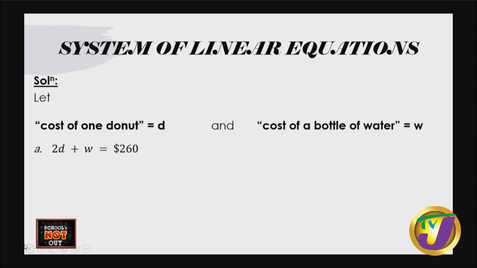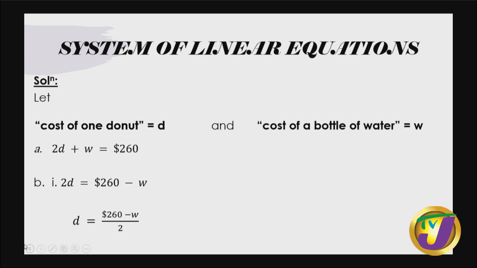Next, we're asked to solve this equation to determine the cost of a bottle of water or the cost of 1 donut. So let's see if we can do that now. First, we're going to transpose. In this case, I'm going to try to see if I can find the cost of 1 donut. So I transpose my W to get 2D is equal to 260 minus W. Then I divide both sides through by 2 to get D is equal to 260 minus W all over 2. I am not able to find the cost of the donut at this point in time.